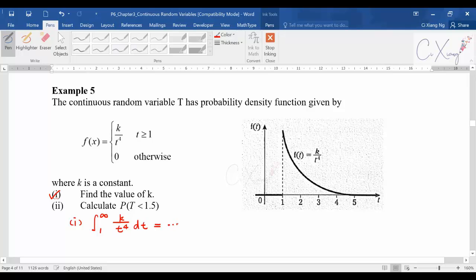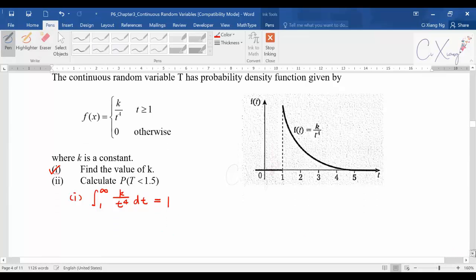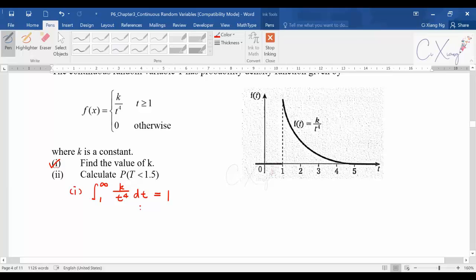Okay, so you can continue from here. I'm not going to show you the answer here. Oh, sorry. You have to let it equal to 1 first. Sorry for that. Okay, so you have to let it equal to 1 first. Then after that, you carry out the integration. Then eventually I think you should be able to get k equals 3. Okay, so this is what we have.